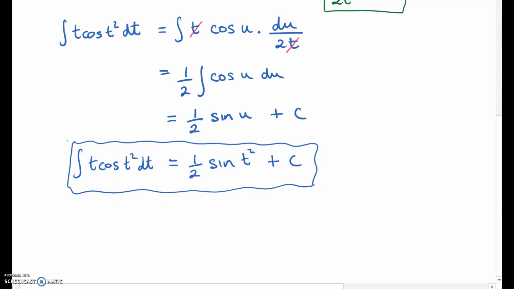And remember, if you're under any confusion or misapprehension about what might be happening, just differentiate this expression here. If you differentiate the expression we have here, it should give you t cosine t squared, which confirms that your answer was right.